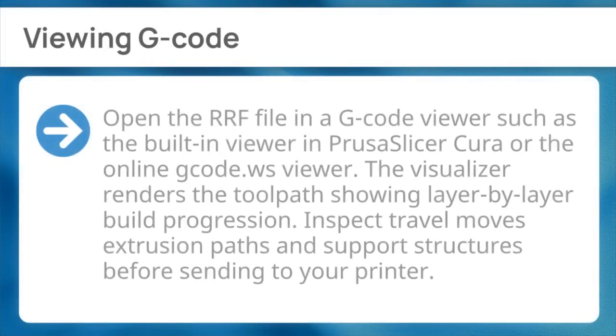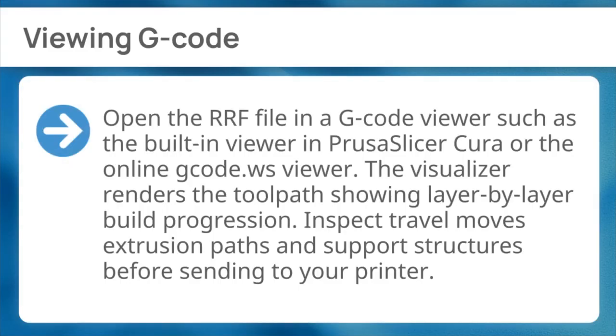First, viewing G-code. Open the RRF file in a G-code viewer, such as the built-in viewer in PrusaSlicer or Cura, or the online gcode.ws viewer. The visualizer renders the toolpath showing layer-by-layer build progression. Inspect travel moves, extrusion paths, and support structures before sending to your printer.